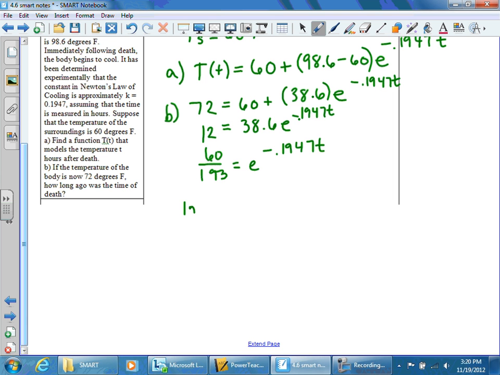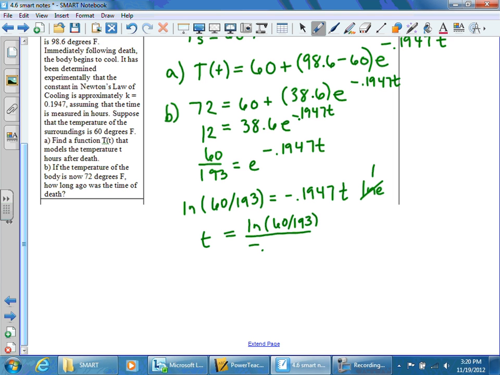ln both sides. And divide one more time. Which is approximately 6 hours. So you know that this body died about 6 hours ago, just from this.